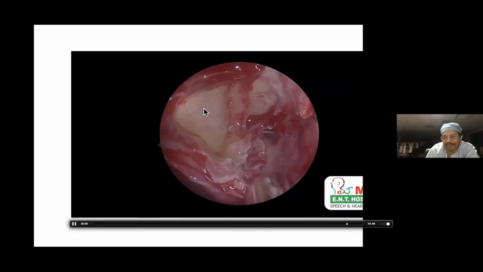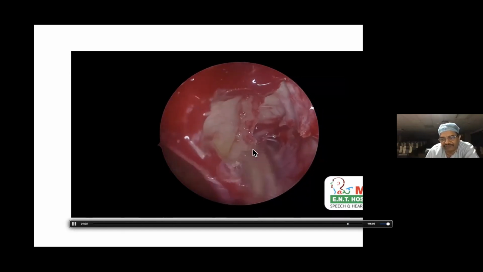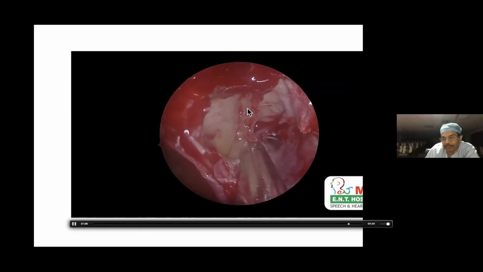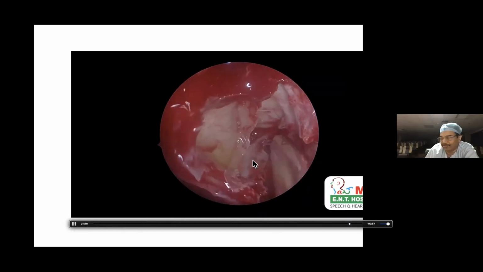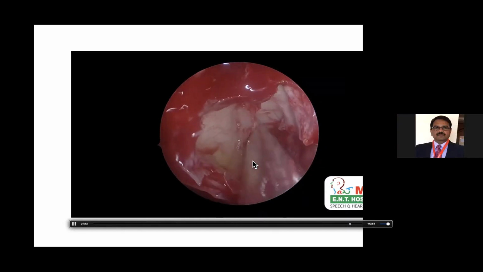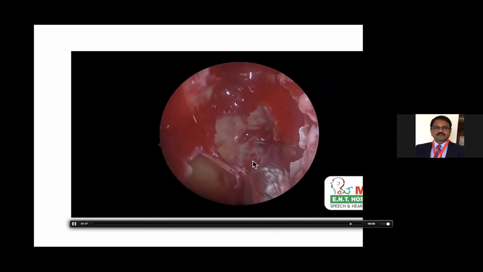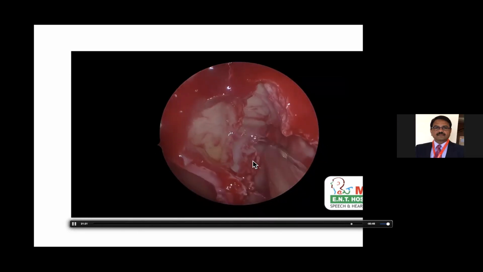So that is the lamina papyracea here. I should see the lamina papyracea inferiorly also, because we have seen on the CT scan, there are 3 cells at this level. The third cell, which we opened just now. This is a very good concept. All the junior colleagues should understand this. Very, very important point.